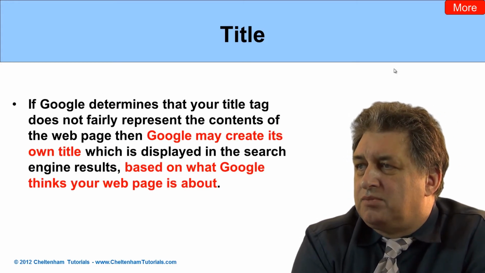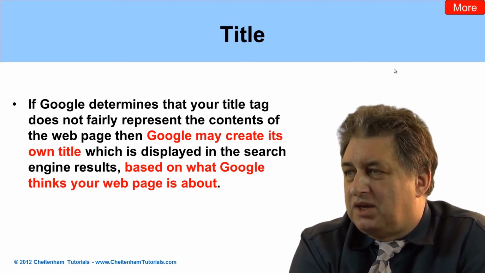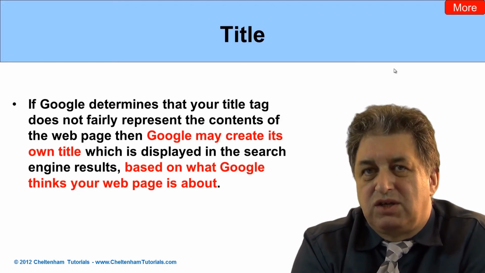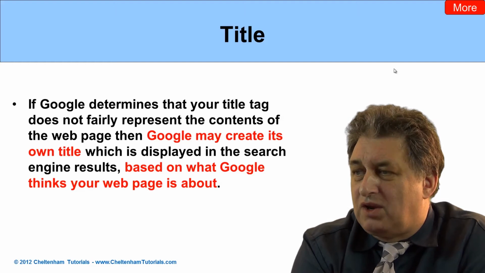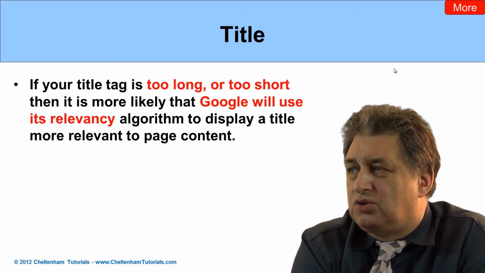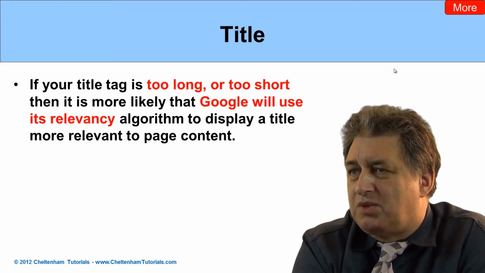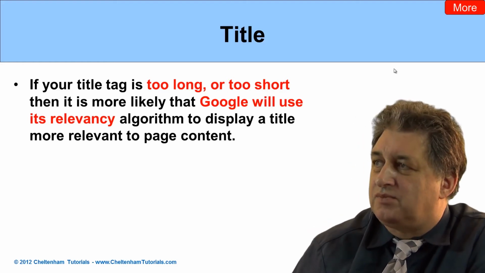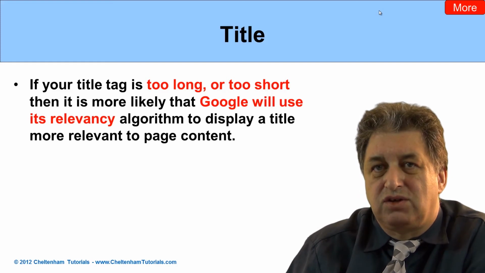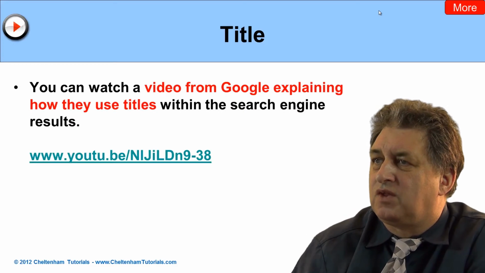Now, if Google determines that your title tag doesn't fairly represent the contents of a particular page, it will look at the contents of the page and create a new title that it thinks is more relevant. If your title is too long or too short, it's even more likely that Google will use a relevancy algorithm to display a title that's relevant to page content. So try and get your titles just right, and you've got more chance that Google's going to use the titles you want rather than the titles that Google decides it's going to use.